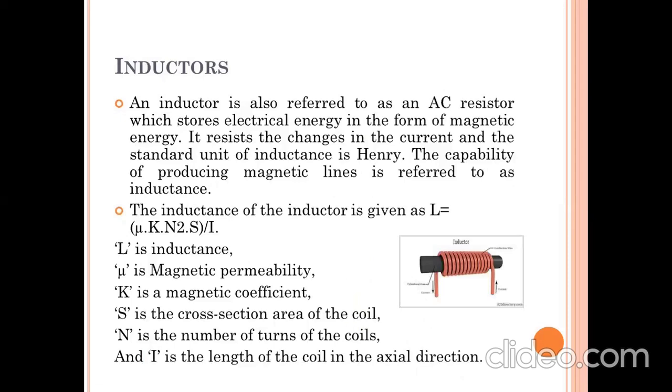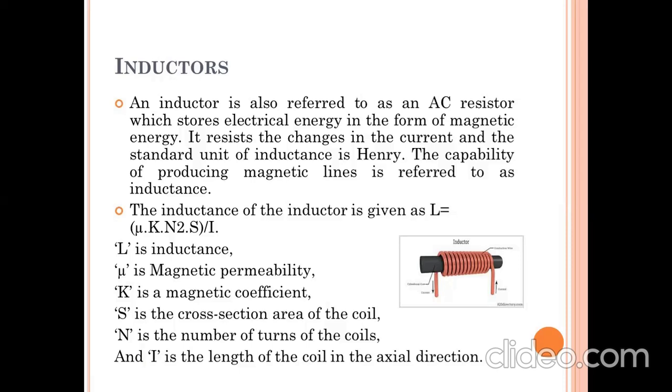The third type of passive component is called an inductor. An inductor stores and releases magnetic energy. It is referred to as an AC resistor. The first resistor which we have seen was also called a DC resistor. An inductor is called an AC resistor, which stores electrical energy in the form of magnetic energy. It resists the change in current, and the standard unit of inductance is Henry.